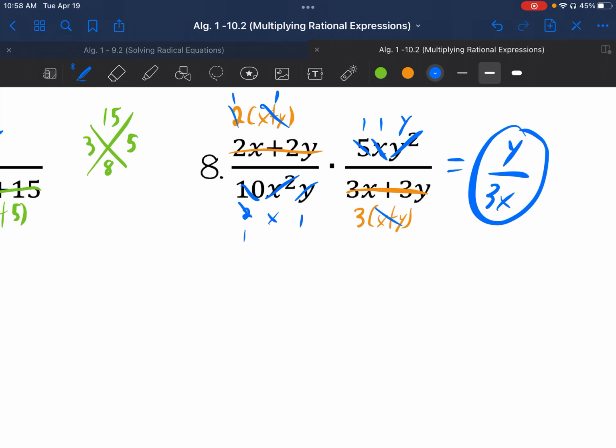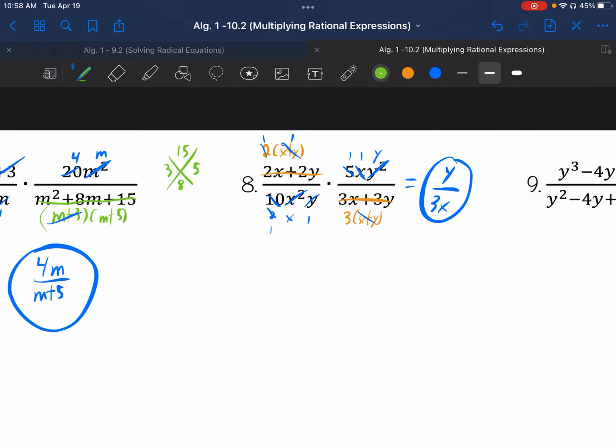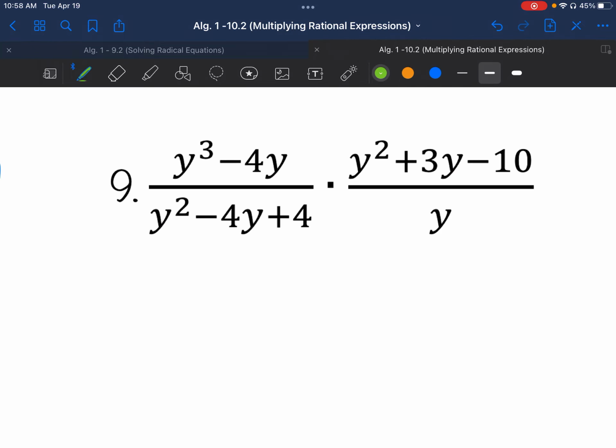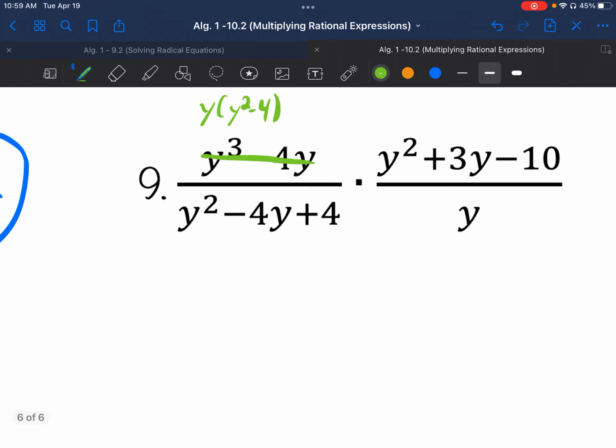But our final answer on this problem ends up being y over 3x. Let's go ahead and go to our last problem here, number 9. Number 9, we have y cubed minus 4y. Well, as we factor this initially, we end up taking a y out, and we're left with y squared minus 4. You might notice, however, that's going to be a difference of two squares, and we'll adjust that in just a moment.